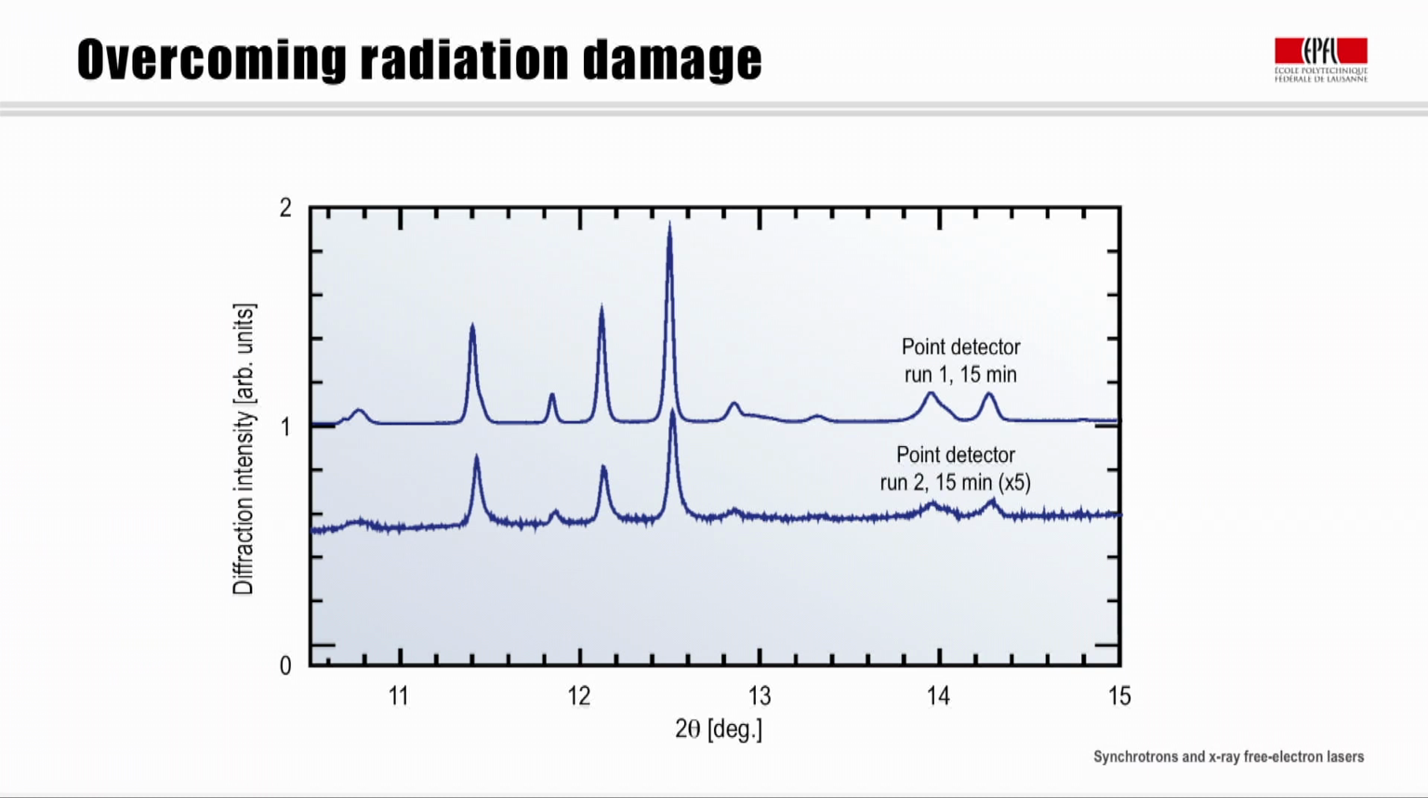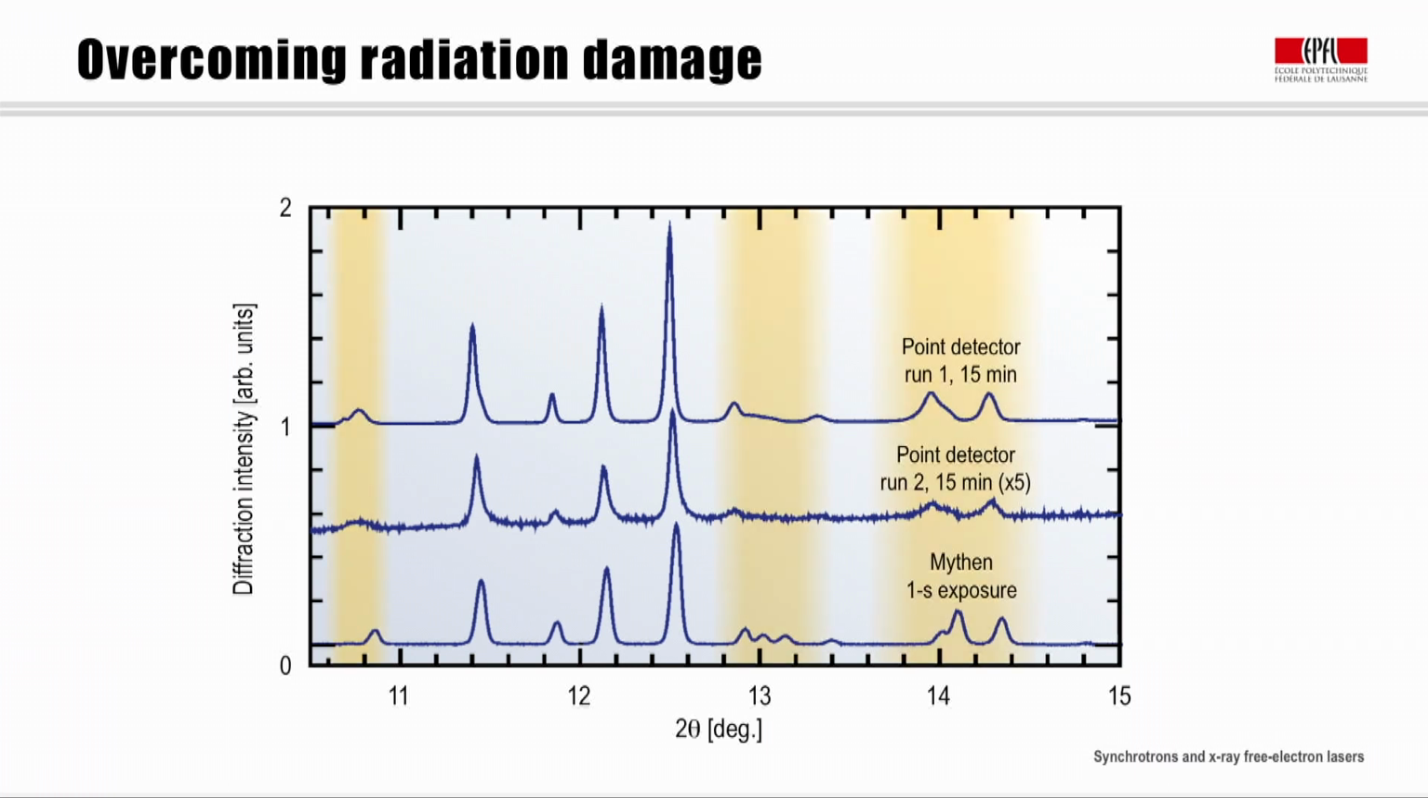A fresh sample was then exposed for only 1 second using the Mythen microstrip detector. This showed clear differences in relative peak intensities and positions, even compared to the first point detector pattern, especially in those regions highlighted here in yellow.